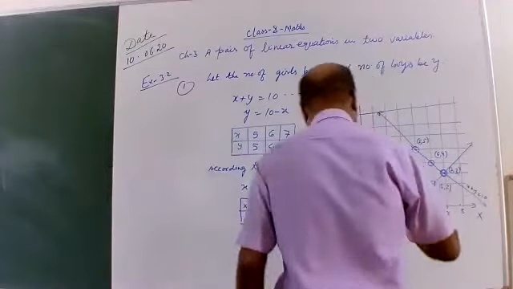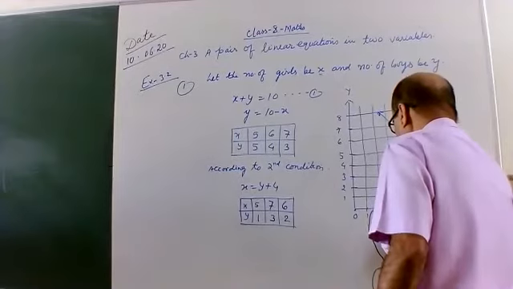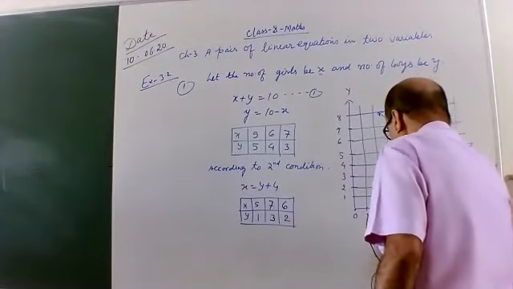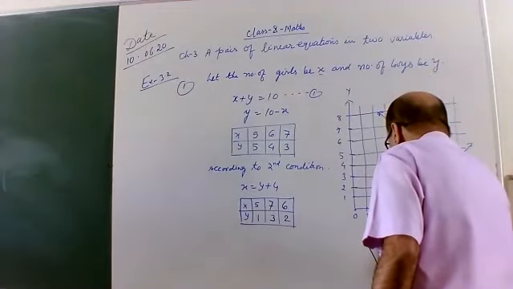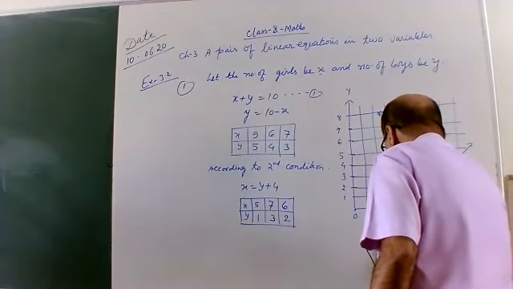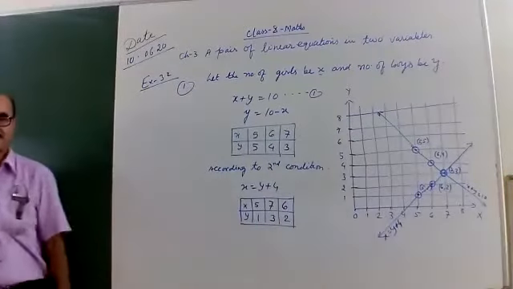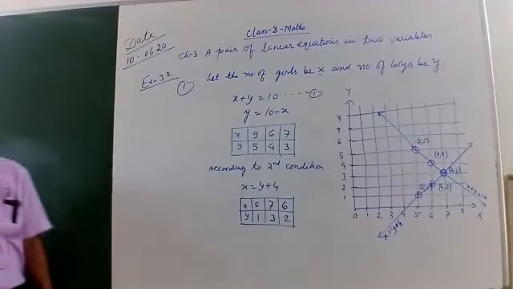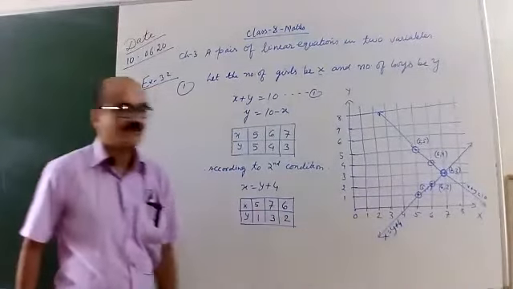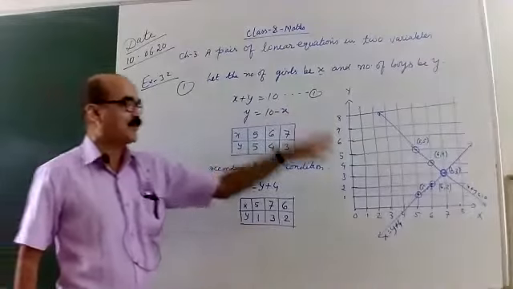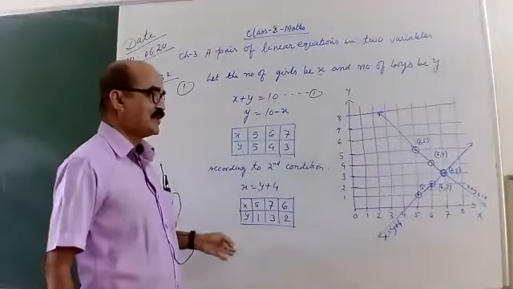So after plotting, what you are getting is the second line, that is x is equal to y plus 4. So x is equal to y plus 4. So what I have done here, I have plotted both the lines, and after plotting, what you are getting, tell me.